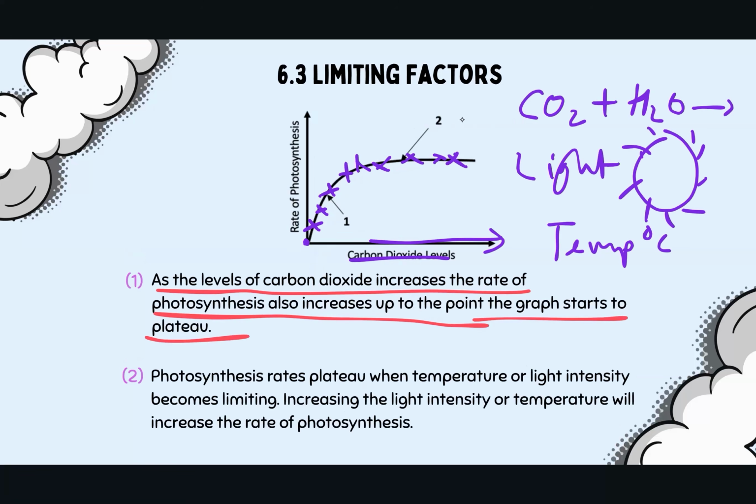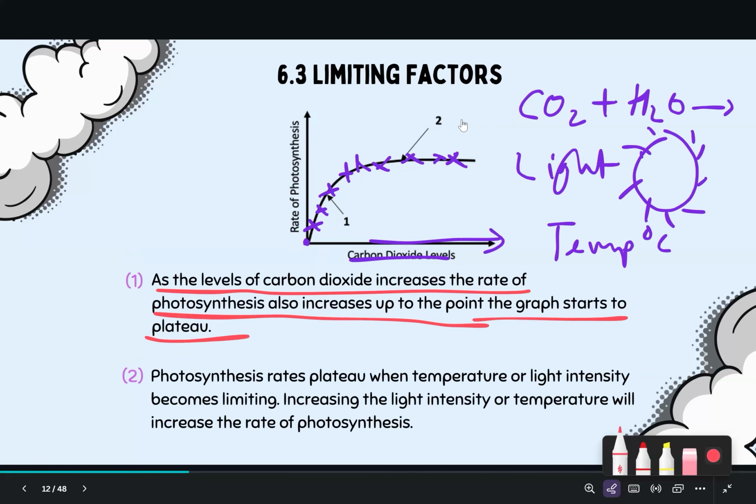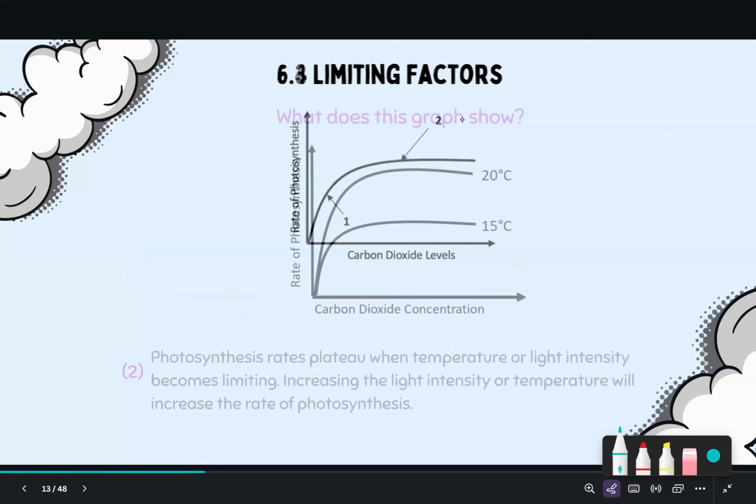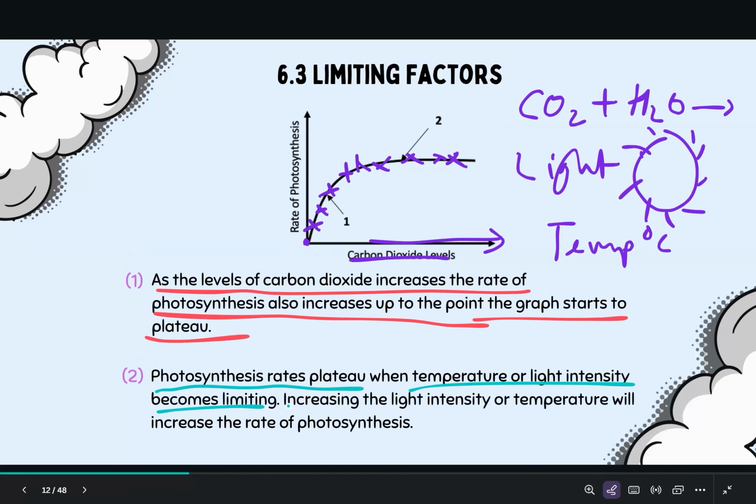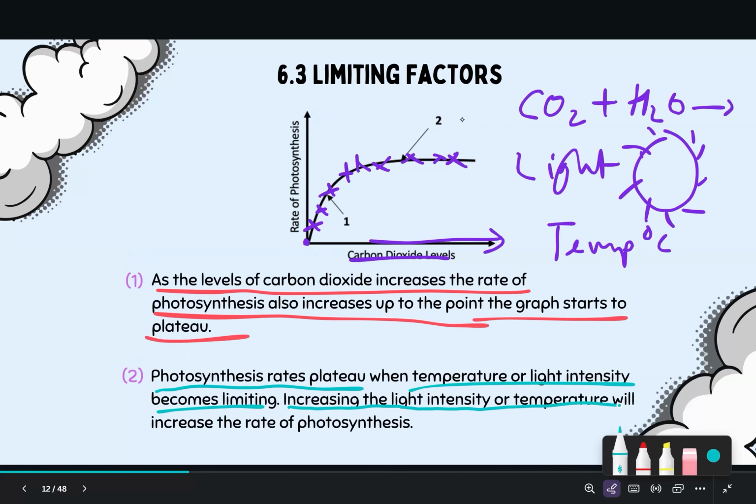And the second line is our explanation. So an explanation needs both. Why does this happen? Because photosynthesis rates plateau when temperature or light intensity becomes limiting. Increasing the light intensity or temperature will increase the rate of photosynthesis.